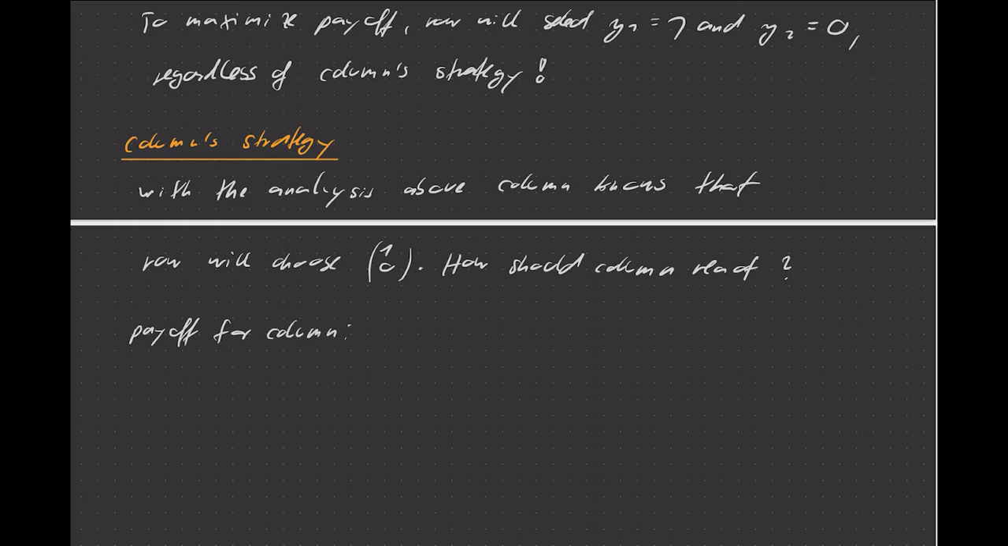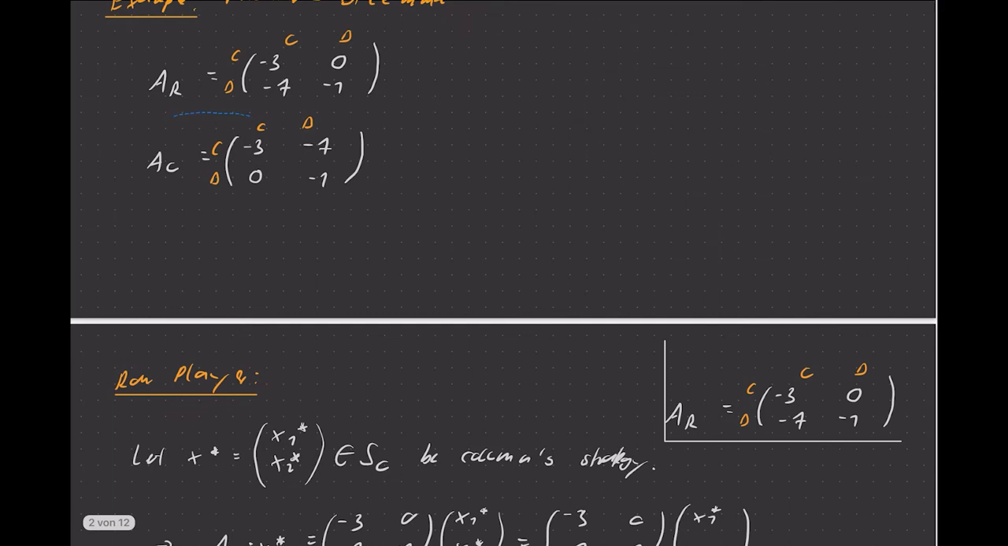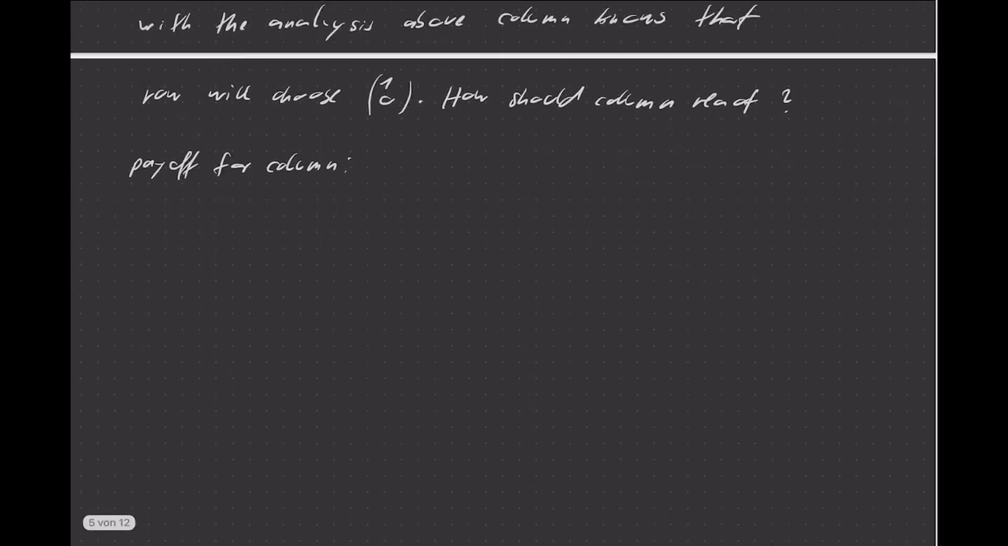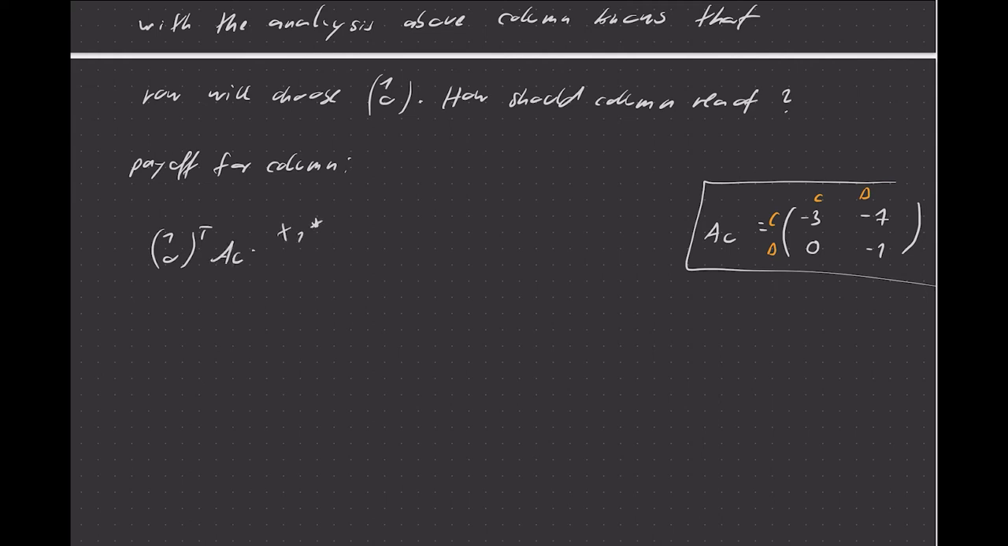And remember, we need a different matrix now for Column. We need this matrix AC. This is not the same payoff as for Row, because the payoff matrix is different. So let's copy this here. This is the matrix AC. That is Column's payoff matrix. So the payoff for Column will be the following. Column will play the strategy x1 star, 1 minus x1 star, we already said that. And we know that Row will play 1, 0. So we have 1, 0 transposed times AC times x1 star, 1 minus x1 star.